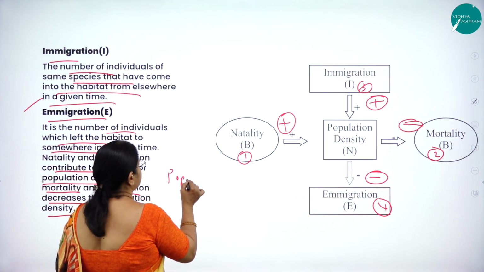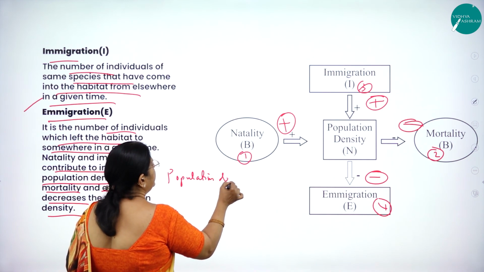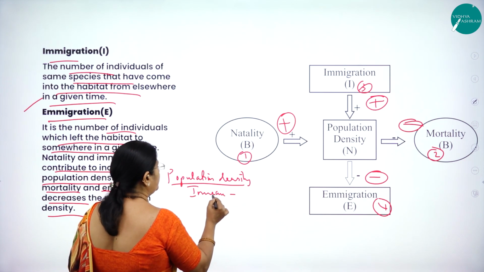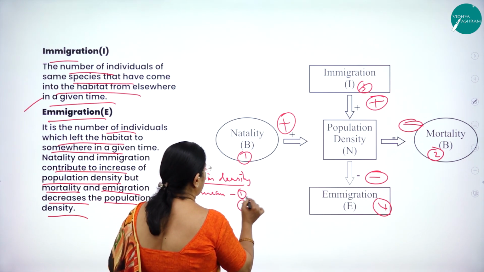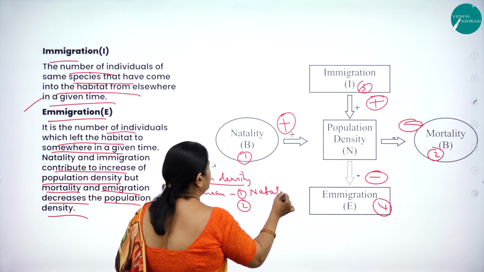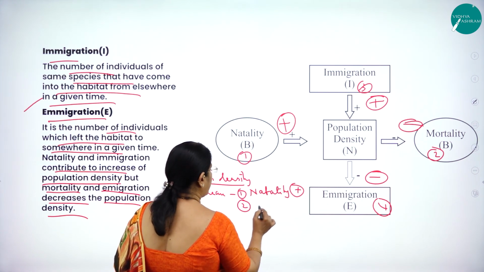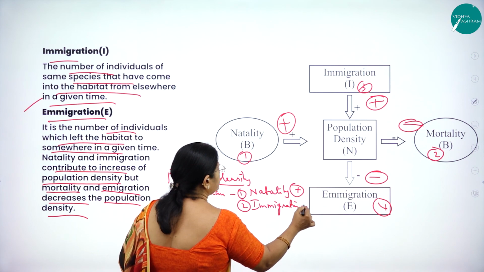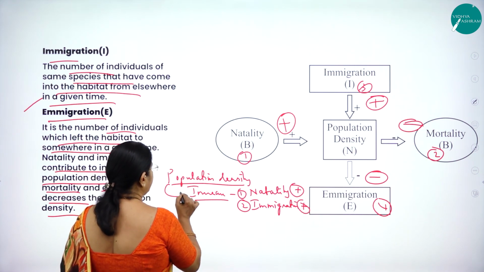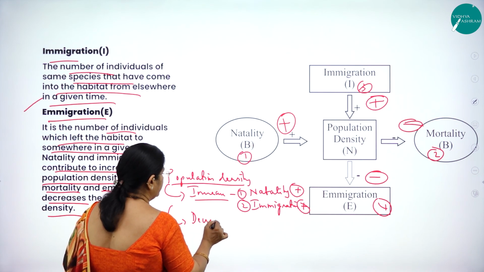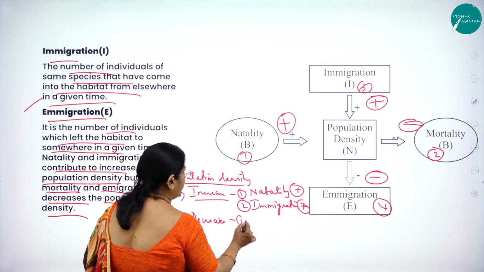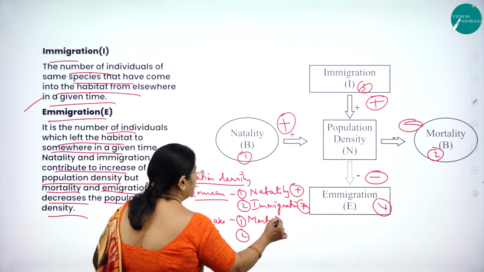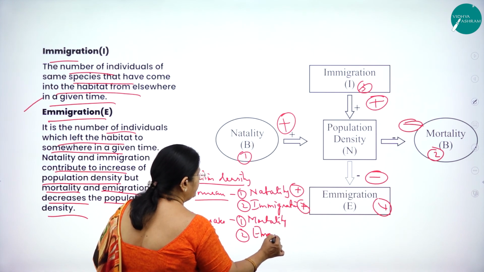So population density increases due to two very important parameters. One is called natality, and that is plus, and the other one is immigration, that is also plus. So population density decreases due to two very important factors or parameters. One is called mortality, the other one is called emigration.